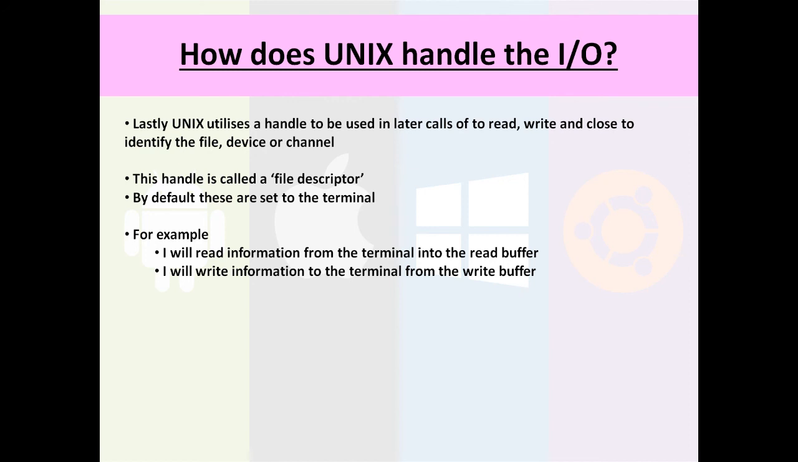Obviously, if you're saving stuff to like a text file, your file descriptor will have been changed so that it's not set to the terminal. It will be set to like an output file. But it is this file descriptor that determines where these streams of data come from and go to.